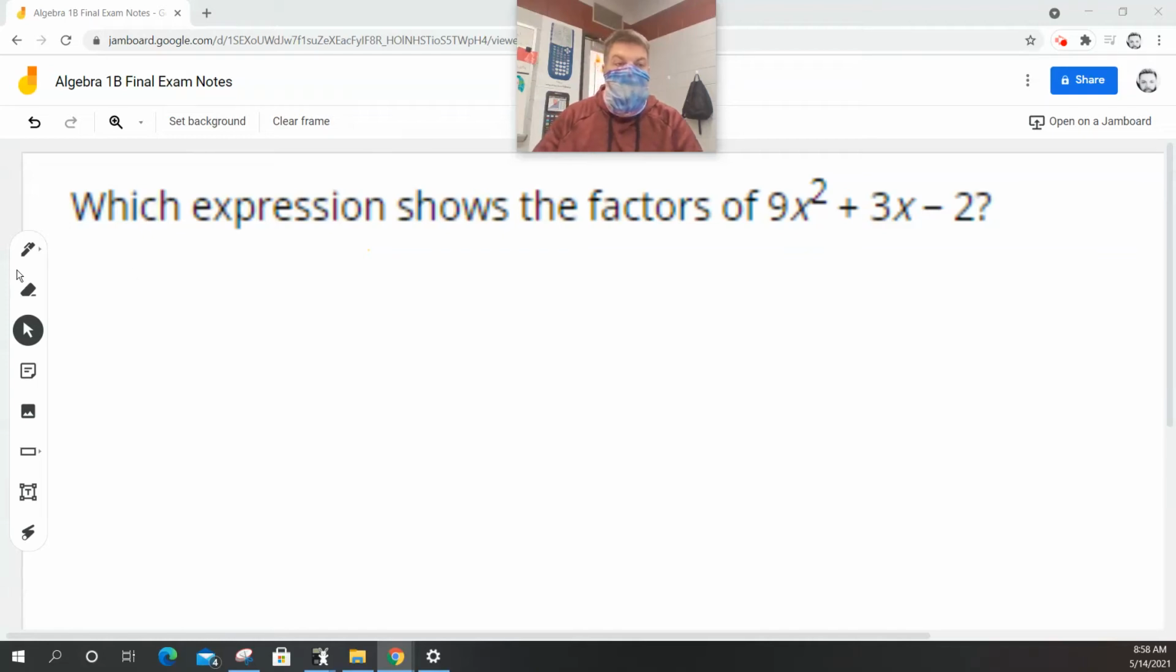All right, here we go. It says, which expression shows the factors of this thing? So this one, we could use the AC method, right? And I don't know if you guys remember that. It's been a while since we've done that.